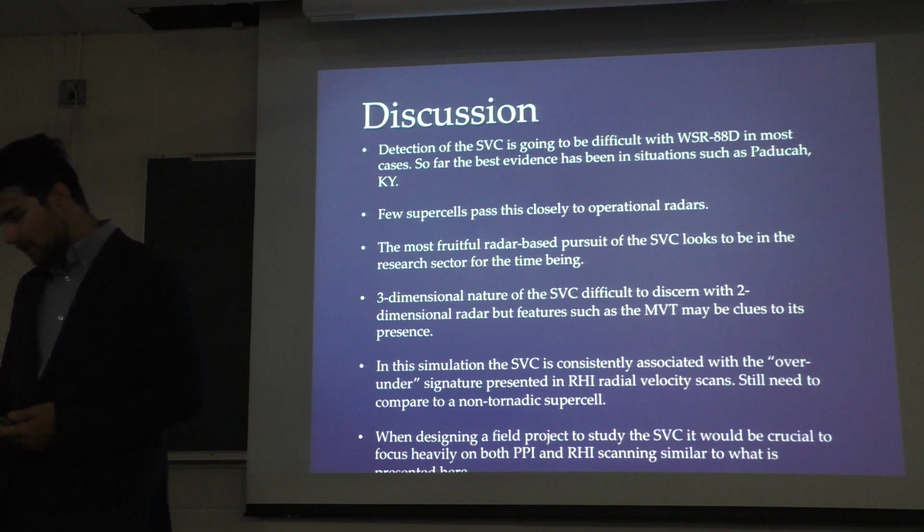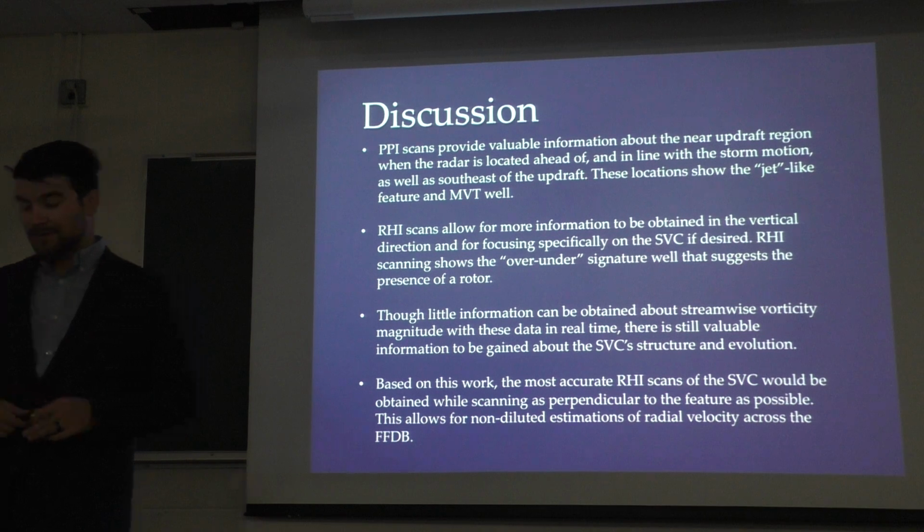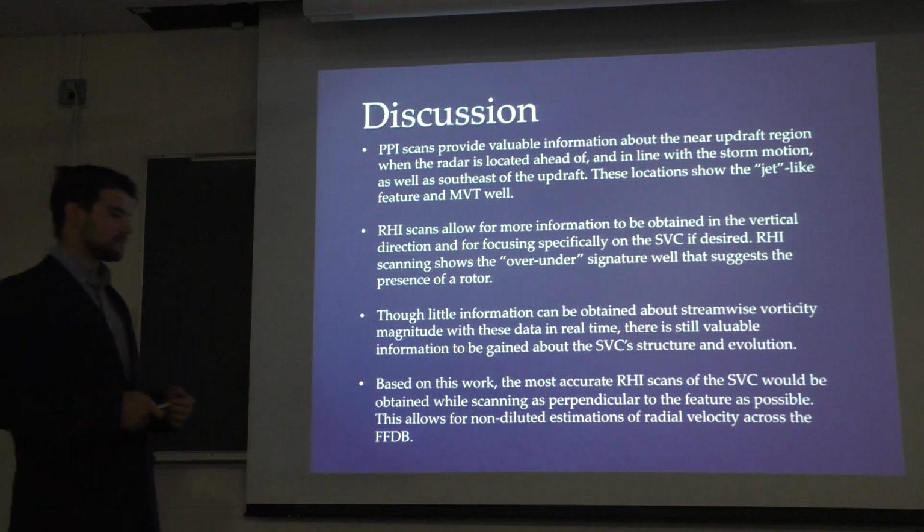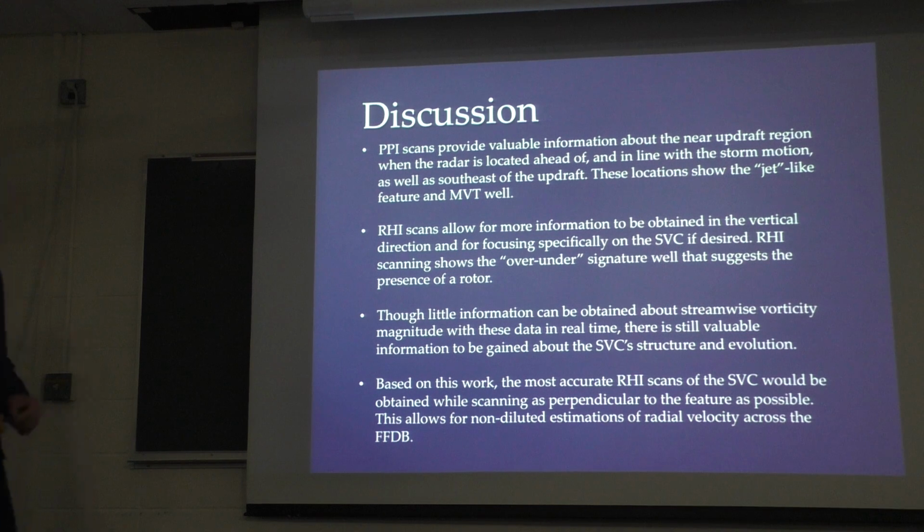But let's see. PPI scans provide valuable information when they're really close to the updraft, and based on the studies that I did, if you have the radar ahead of the storm motion and in line with the storm motion, you get the best information about the kinematic boundary itself, and if you put the radar more out to the east of the storm motion, you get better information about the MBT. So it really depends on what you were trying to study that day, where you placed your radar, where you chose to follow alongside the storm.